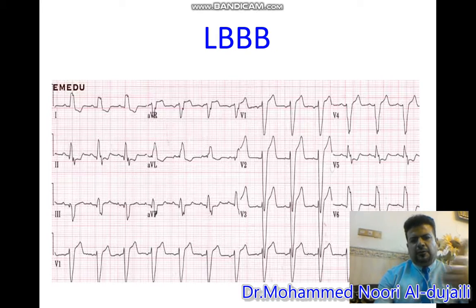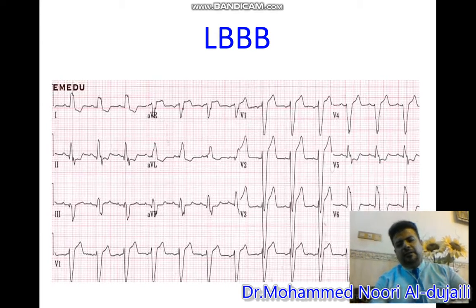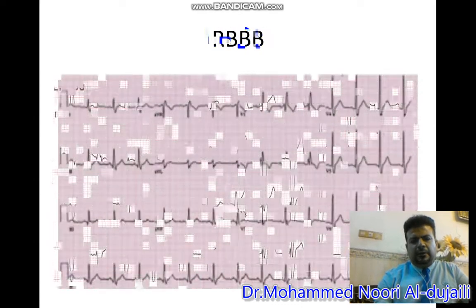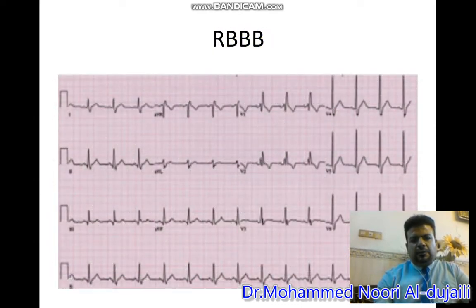In left bundle branch block on this ECG, we see the same manifestation: in lead 1, V5 and V6 an RSR pattern, M shape, while there is a broad S in V1. And right bundle branch block shows a broad S in lead 1 and V5, V6, while there is an RSR pattern in V1 and V2.